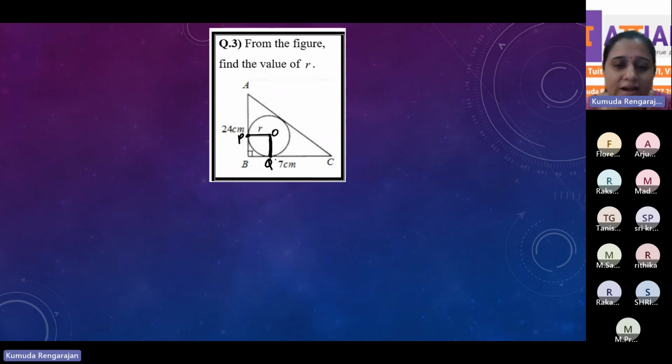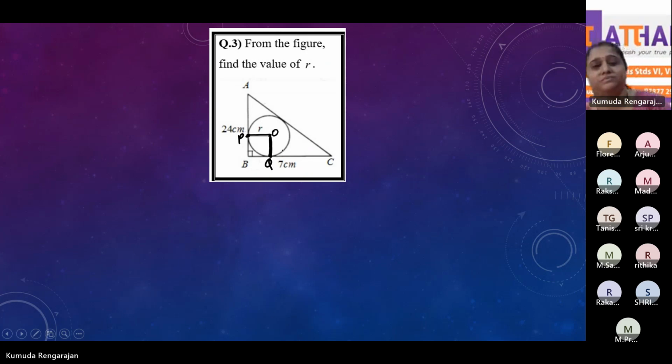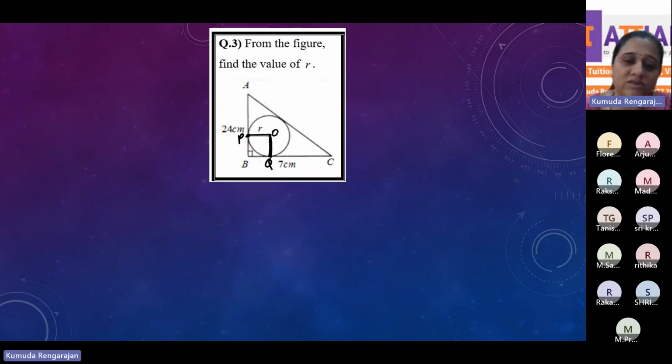So now here you can see a quadrilateral OPBQ. Now you will have to prove that this quadrilateral is a square. Similar to what we did yesterday, this angle is 90 degrees because radius OP is perpendicular to the tangent AB. This is also 90 because radius OQ is perpendicular to the tangent BC. And since three angles of the quadrilateral are right angles, the fourth one also has to be a right angle. Hence, OPBQ is a rectangle.